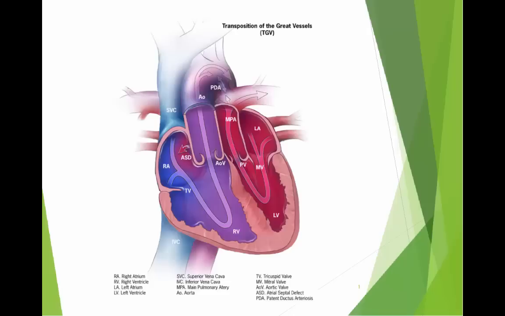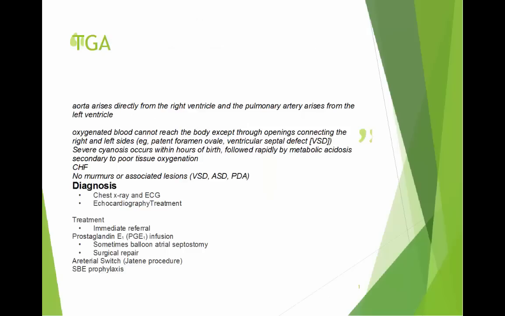This basically is everything backwards. On the right side, the main artery that goes out from the right ventricle is the pulmonary artery, but instead you have the aorta. And in the left ventricle, instead of the aorta, you have the pulmonary artery. So everything's backwards. Transposition of the great vessels occurs when the aorta arises directly from the right ventricle instead of the left ventricle, and the pulmonary artery arises from the left ventricle instead of the right ventricle, resulting in independent, parallel pulmonary and systemic circulation.